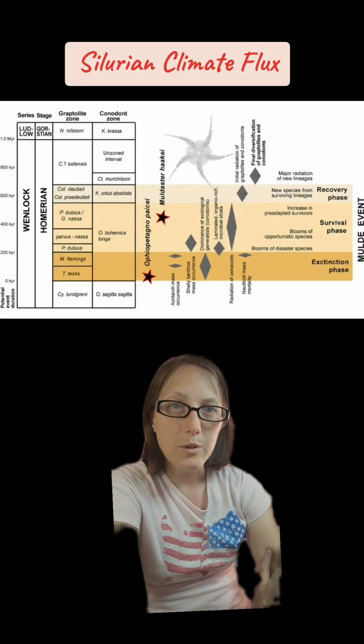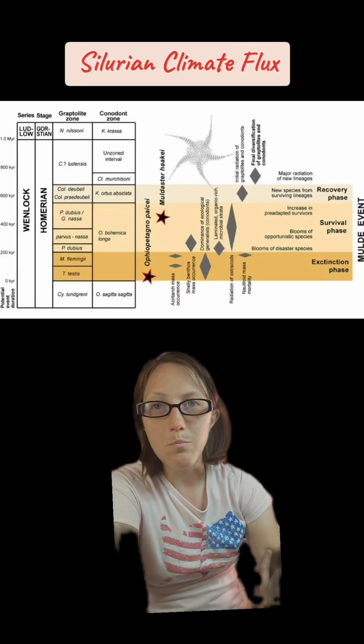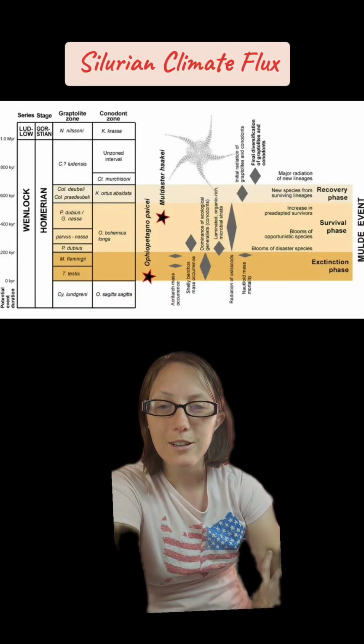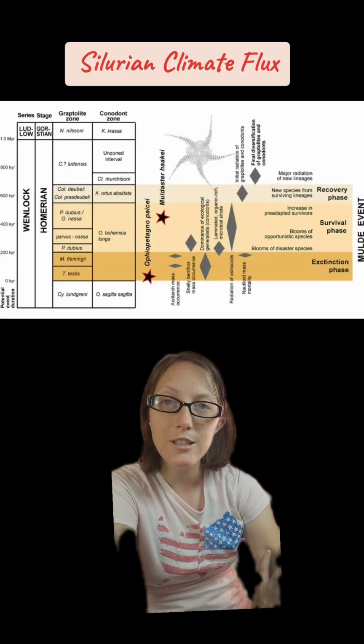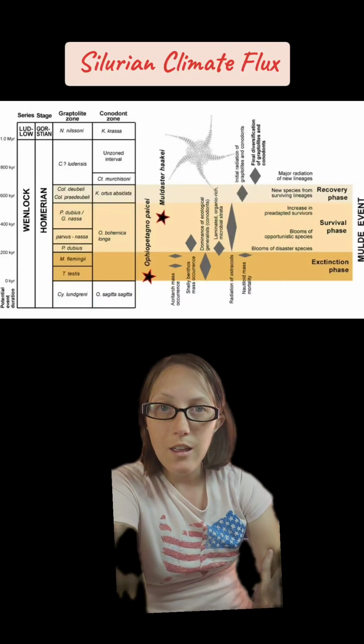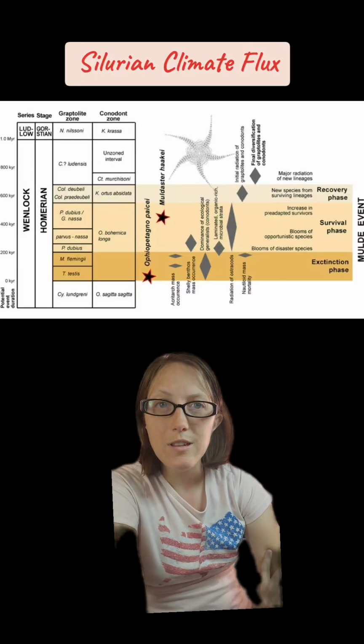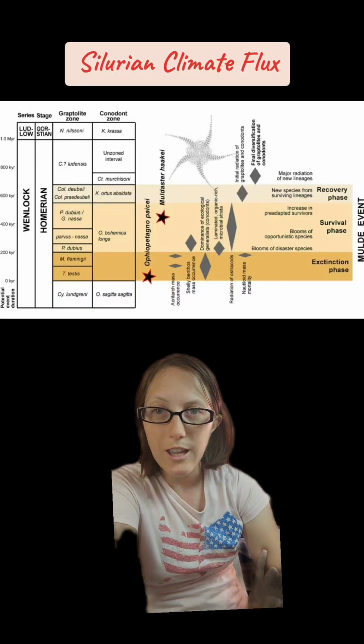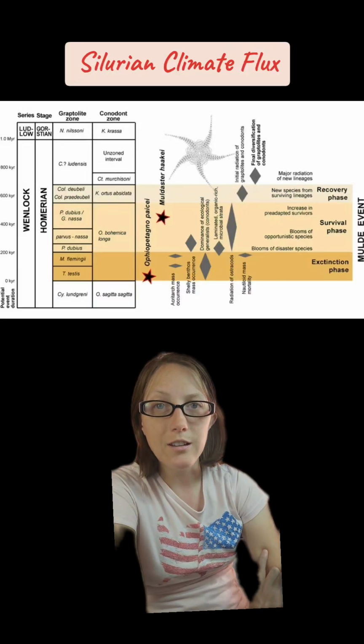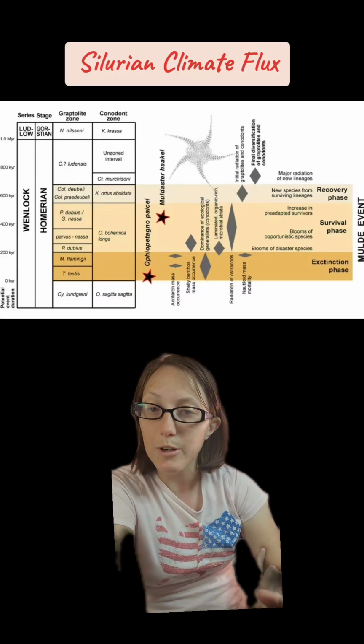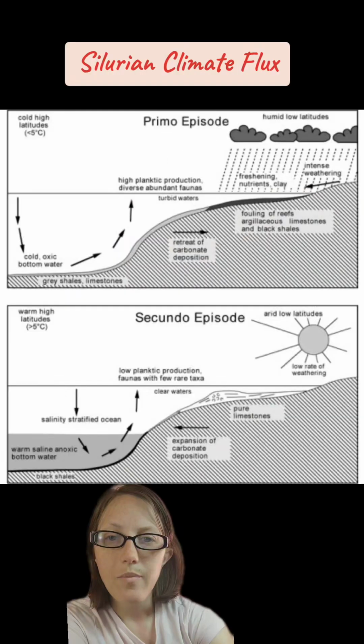Other pelagic groups were hit as well, including planktonic radiolarians. They went from 28 species to 2. Again, this event started, at least, with a regression of sea level.